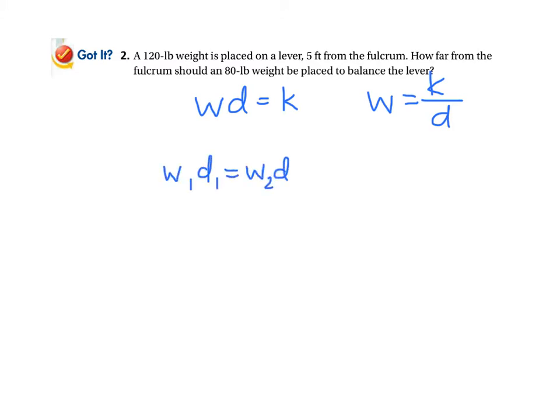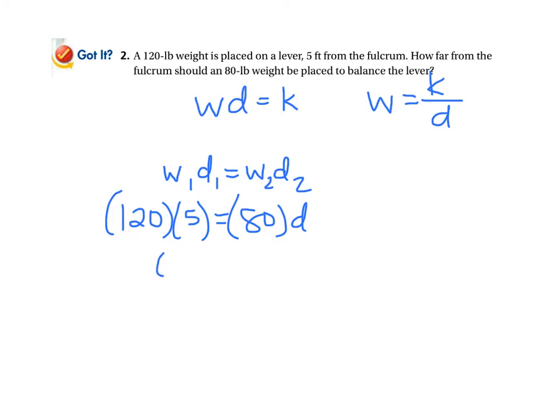It's the same idea as the previous problem because the weight times the distance is what remains constant. So if I have 120 pounds, 5 feet from the fulcrum, 80 pounds would have to be, I don't know how many feet from the fulcrum. You could use d or x at that point right there. So that's 600 equals 80d. Now before we go ahead and find it, let's think about the concept here so we have an idea of what our answer should look like.